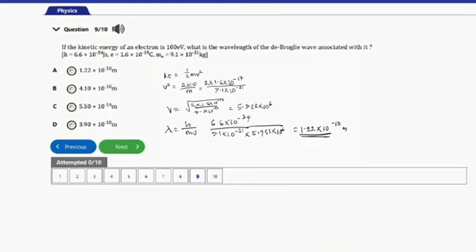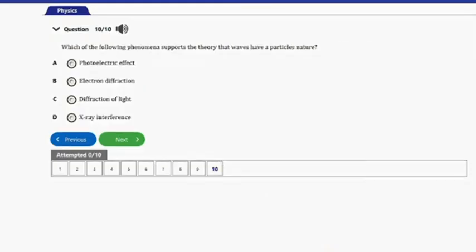Let's go ahead and consider the next and last question, guys. So the last question we have here, question number 10, says, which of the following phenomena supports the theory that waves have a particle nature? So we have A, photoelectric effect, B, electron diffraction, C, diffraction of light, D, X-ray interference. So guys, the answer to this question is option A, photoelectric effect. The photoelectric effect actually supports the theory that waves have a particle nature. So that's it for this question.